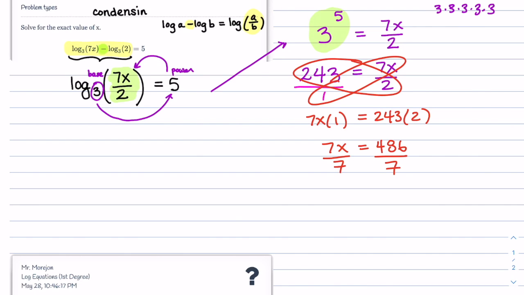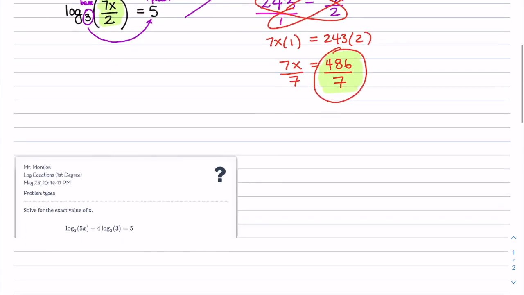I don't think that's going to go any further. Let me see if it's a nice number. 486 divided by 7. No, it's not a nice number. So that would be my answer. Definitely not a pretty answer, I know, but it is the answer. So 486 divided by 7. So that would be the answer to the first one.